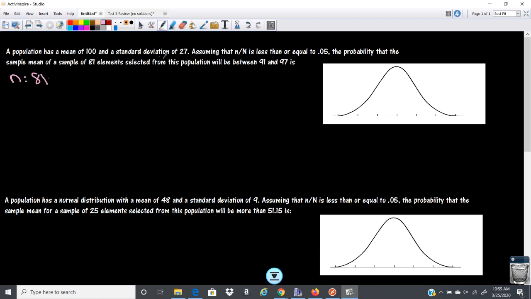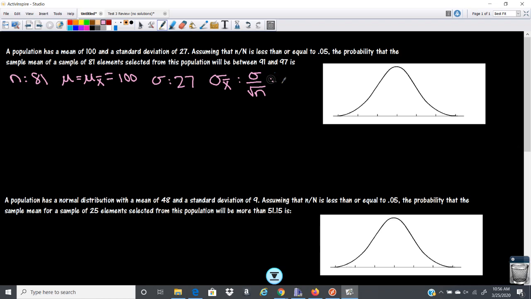We need the mean, so we say that the population mean mu is going to be equal to the sample mean, mu of x bar here. So the population mean is equal to the sample mean, which is 100. And then we have the population standard deviation, which is given to us as 27. And then what we need is the sample standard deviation. So this is your new part here. Your sample standard deviation is the population standard deviation over the square root of your sample size.